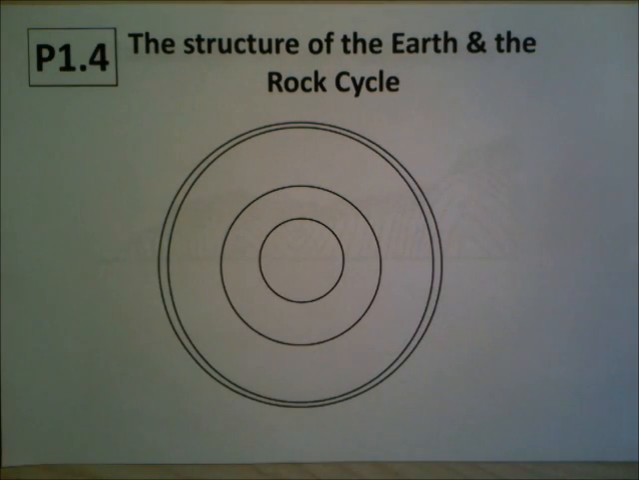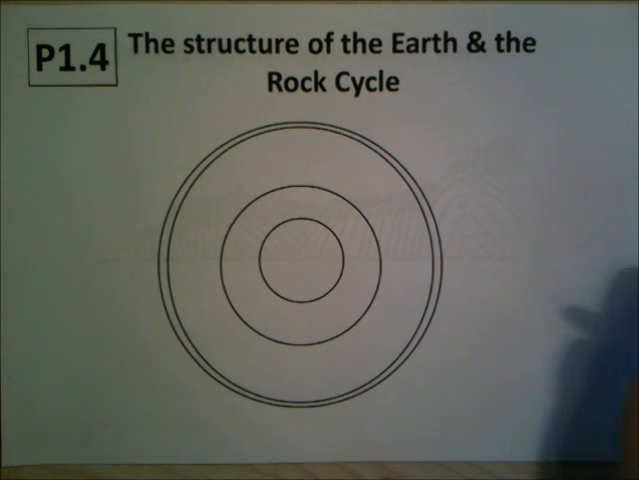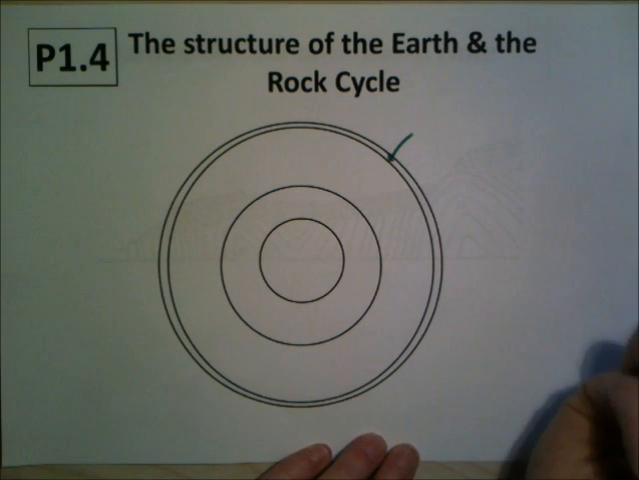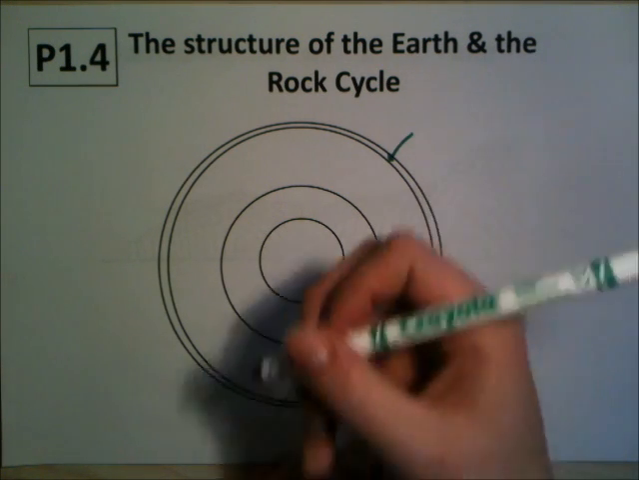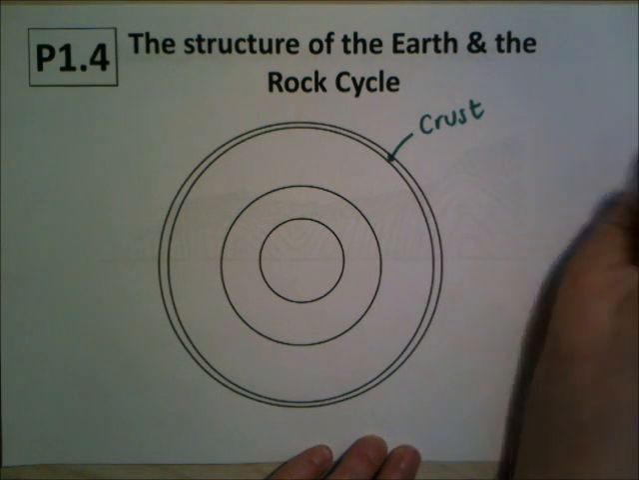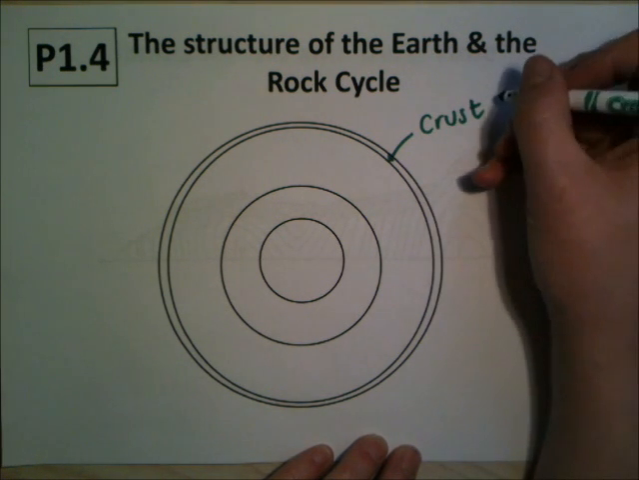Now I've got here a diagram of what we think the Earth would look like if we chopped it in half, like chopping an apple in half or something. It's a cross-section diagram. Now the first thing we're going to talk about is the very, very outer layer. Now this is like the peel of an orange. It's really thin compared to everything else, as you can see, and it's called the crust. Okay, and that's what we live on.